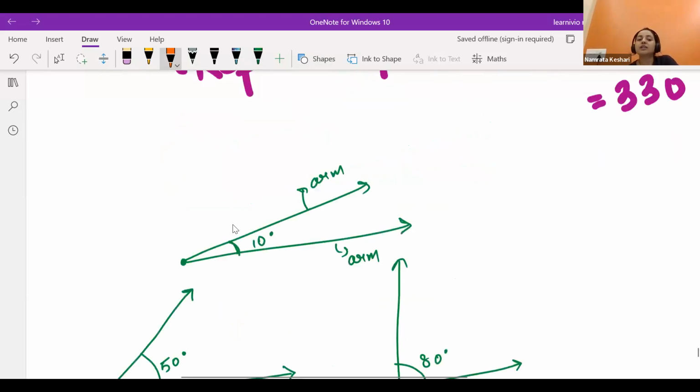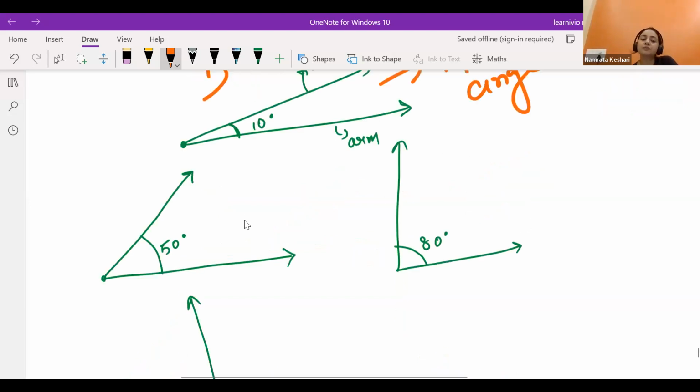Now you have learned the concepts called acute angle and obtuse angle. Now one by one, can you tell me figure number 1? Which angle is this? Acute angle. Next, figure number 2. Acute angle. Still acute? Yes, ma'am, still acute. It is also acute.